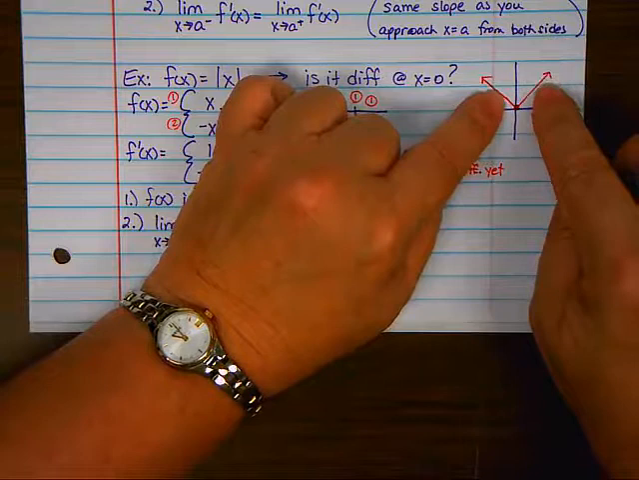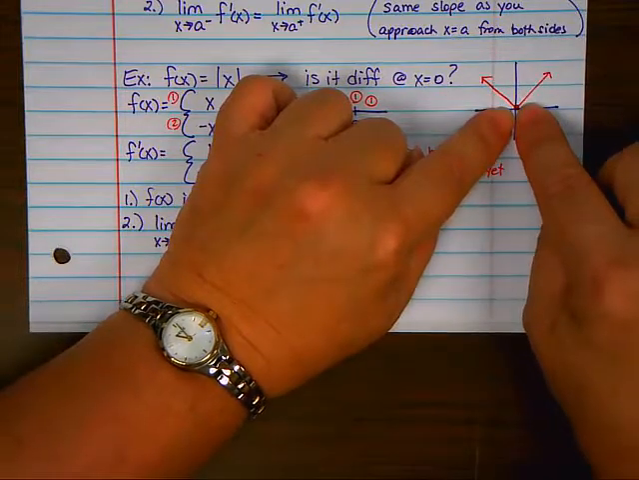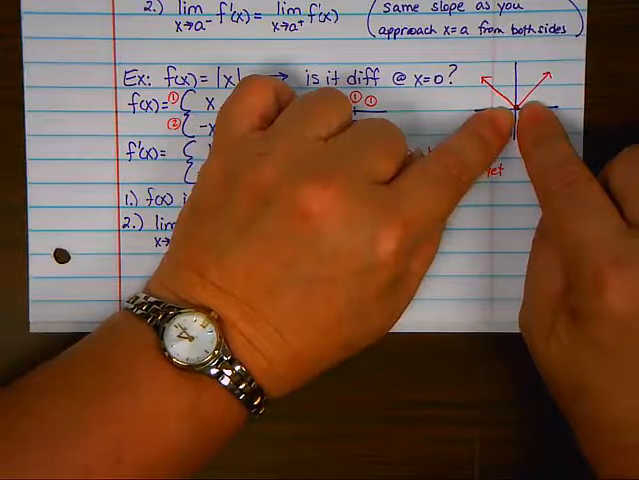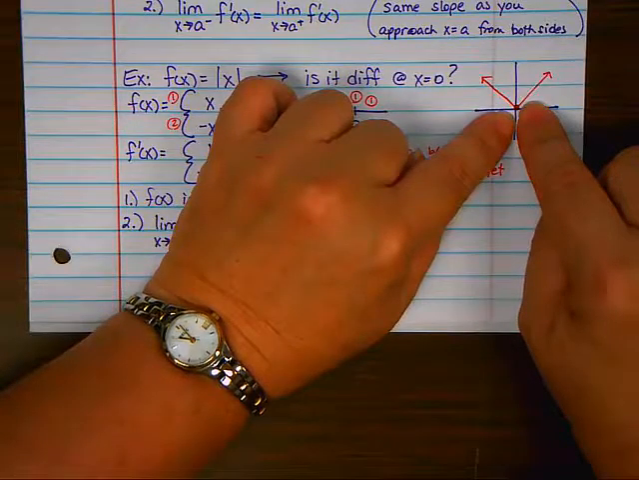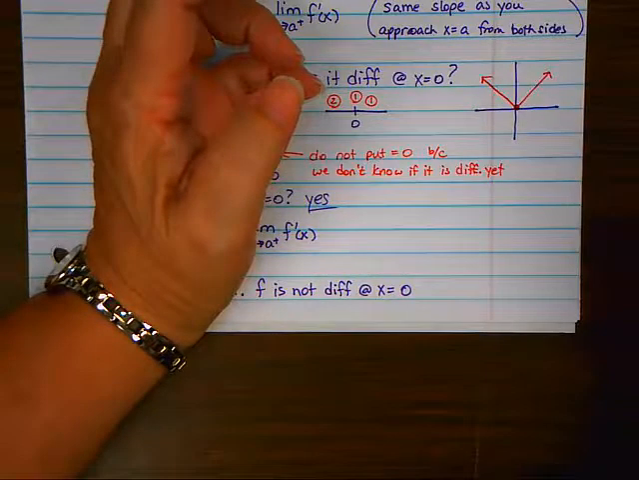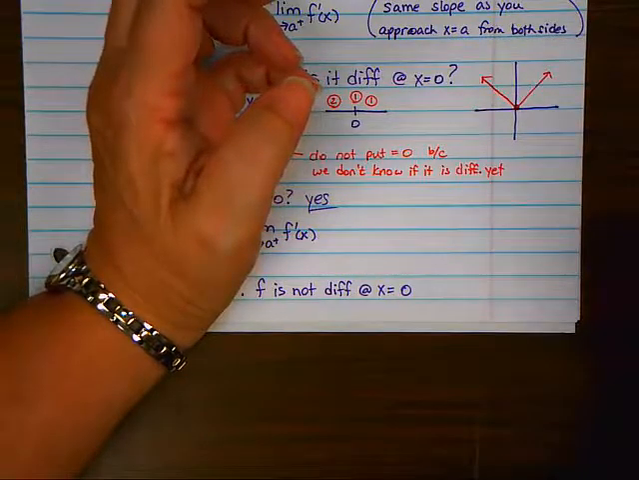So when the slopes hit this point, it's kind of like the point can't choose which slope to take. It's got 1 coming in from this side. It's got negative 1 coming in from this side. Can't make up its mind. Therefore, it's not differentiable. Does that make sense?